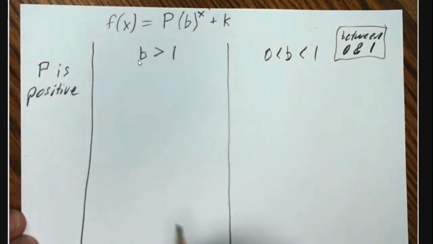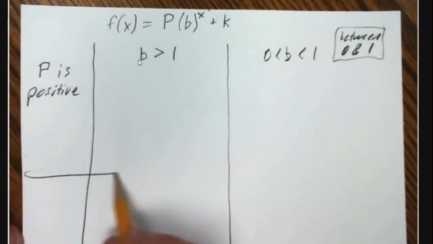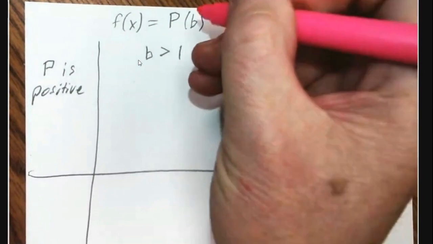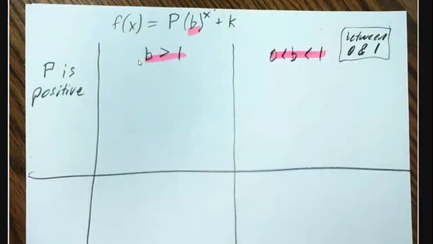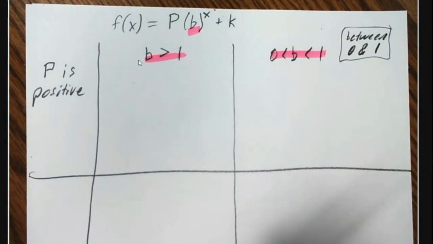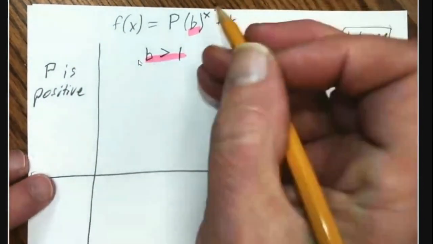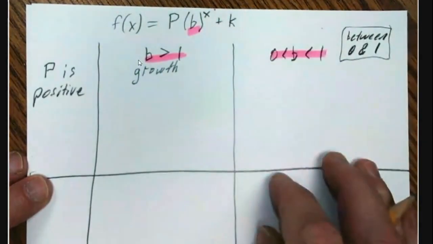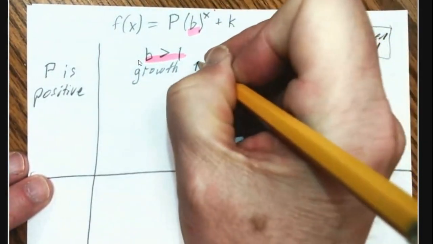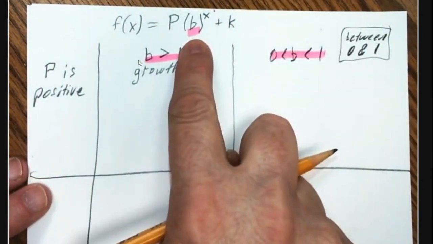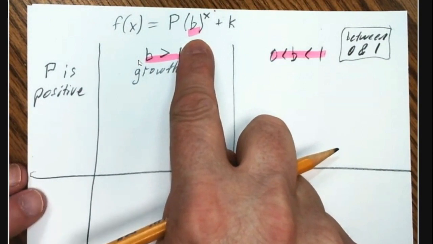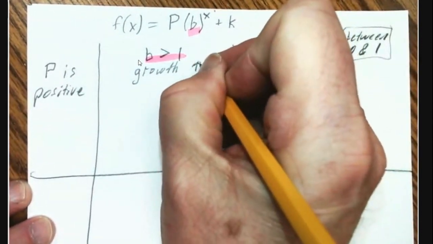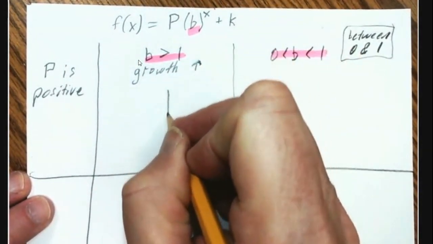So let's draw that. We'll draw a line across here. So the two different cases now. So when B is greater than 1, and here's our B, or when B is a fraction. If B is greater than 1, as was explained in that last video, this is growth. This is increasing. If this is 2, then it's doubling. If it's 3, then it's tripling. If it's 1.5, it's gaining 50%. Anytime it's bigger than 1, this is growth.